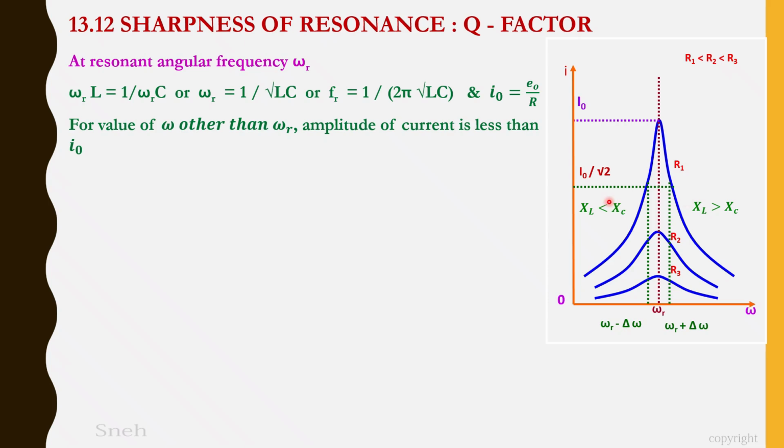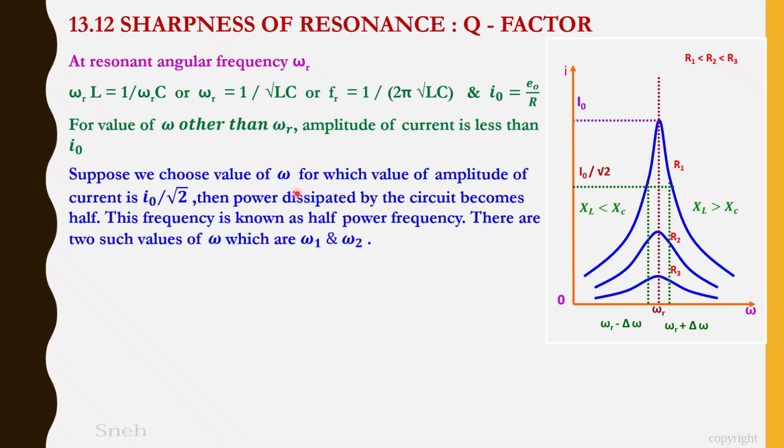This indicates that there are two values of omega for which the current is I0 by root 2. For the value of omega for which the amplitude of current is I0 by root 2, the power dissipated by the circuit becomes half.